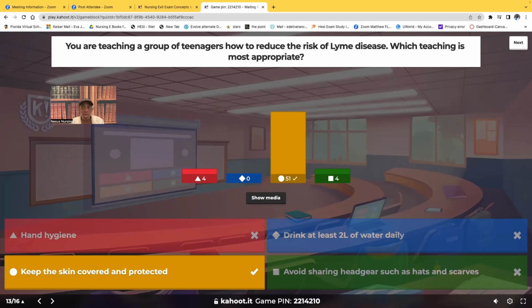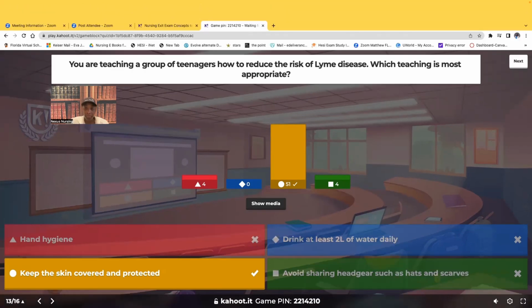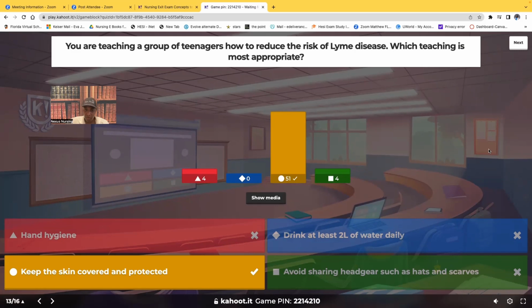So you want to make sure you teach your patients, when you're educating them, to wear long pants and to make sure that they tuck the pants inside of the sock, and to wear long sleeves, and to make sure that they keep their skin protected so they don't get bitten by the tick, because that's how it's transmitted. Very good. And I see 4 of you guys chose avoid sharing headgear such as hat and scarves. You guys are thinking about head lice.